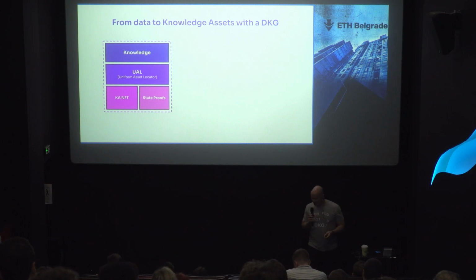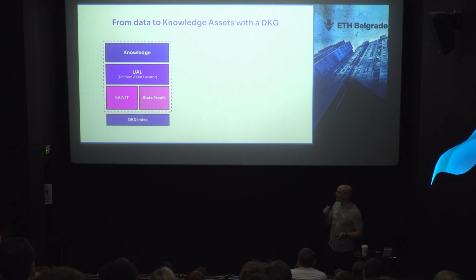So it's not something that we haven't seen. It's just a thing that lives on a couple of networks. And then all of this is indexed in the DKG. What does that mean? That means that you can run queries against this data, this knowledge in the knowledge assets, all of them together.